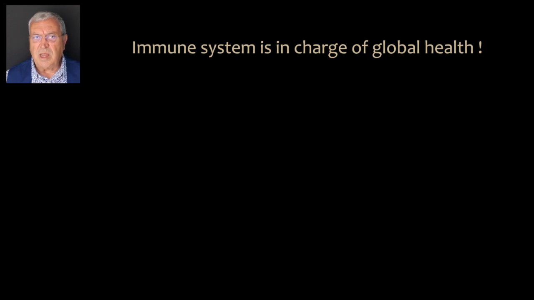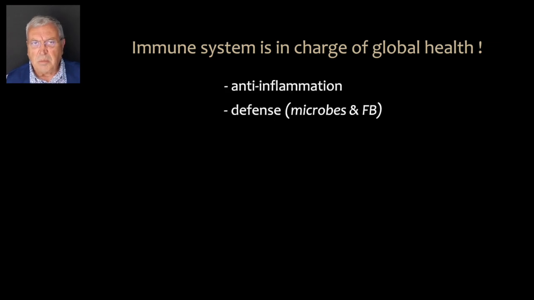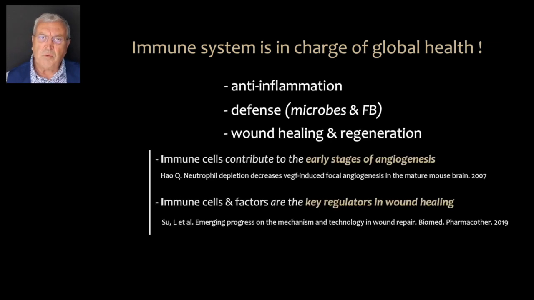Then we understand how the immune system is in charge of the global health by anti-inflammation, by organizing the defense, and by taking care of the wound healing and regeneration. Immune cells contribute to the early stage of angiogenesis, and we know how important it is, angiogenesis. Immune cells and factors are the key regulators in the wound healing.